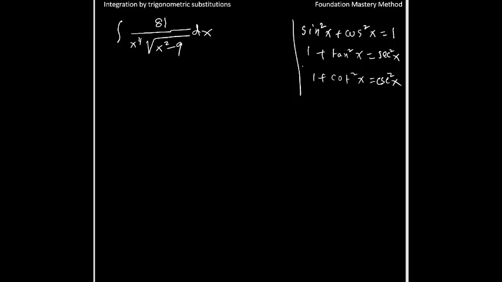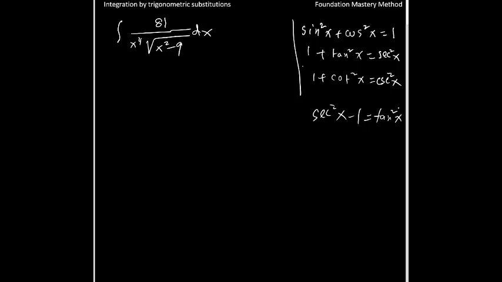Integration by trigonometric substitutions. To use integration by trigonometric substitutions, it is always recommended that you remember three basic identities: sine squared x plus cosine squared x is 1, 1 plus tan squared x is secant squared x, and 1 plus cotangent squared x equals cosecant squared x. Now, this one is actually related to the second identity, where we can say secant squared x minus 1 equals tan squared x.